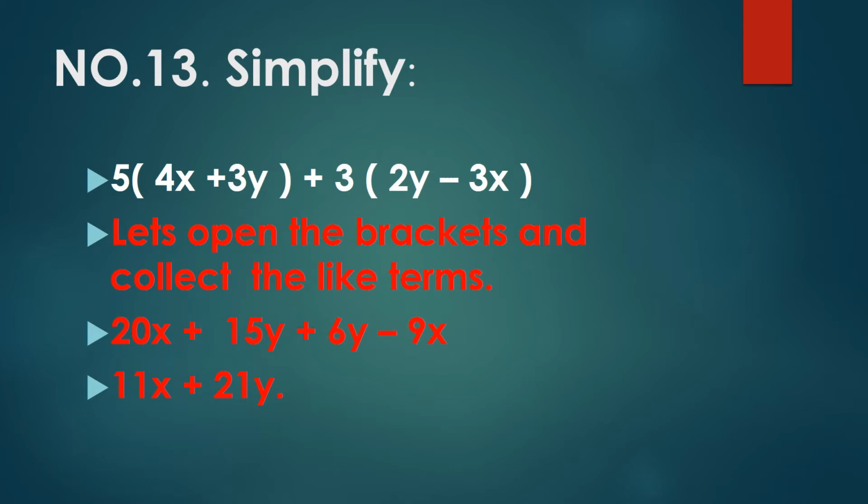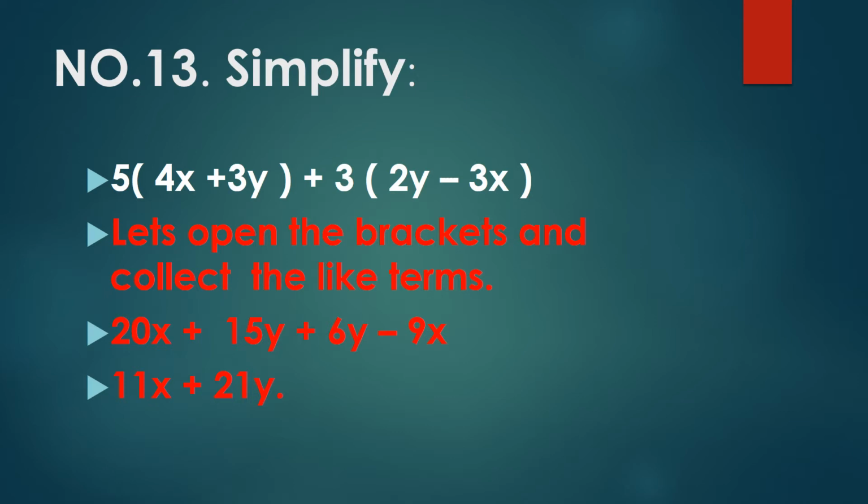If we open this bracket together, 5 times 4 is 20x. So 5 times 4x is 20x. That one you have finished. Then you write the sign which is here, plus. Then you also multiply. 5 times 3y is 15y. Your bracket is opened. Write the sign which is here, plus.